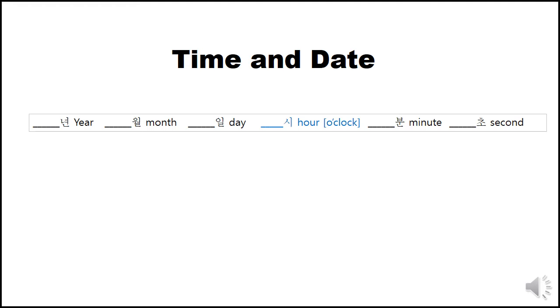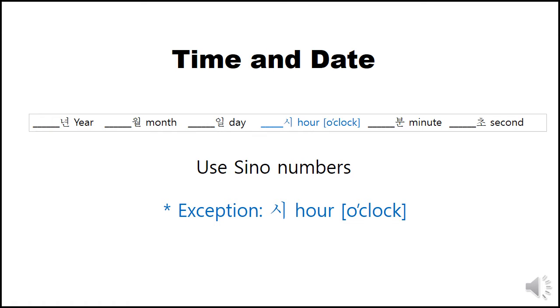In this video, we're going to talk about how to express time and date in Korean. There are two number systems in Korea. First, Chinese-oriented Sino number systems. Second, native Korean number systems. For time and date, the rule of thumb is to use Sino numbers. Exception, of course, there's one exception. That's 시, the hour.